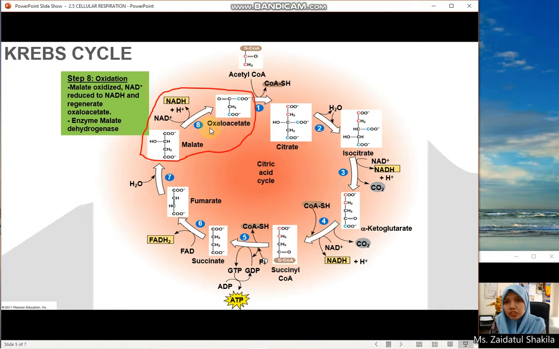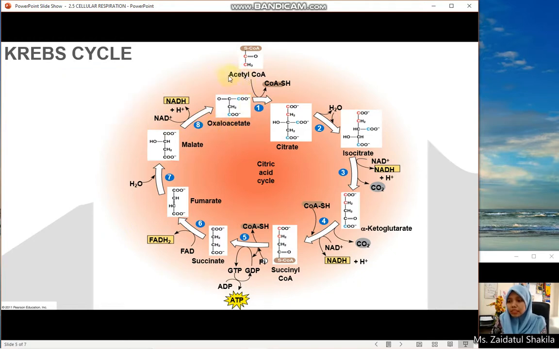So another oxidation process occurs here. So malate is oxidized by losing electron and hydrogen ion, while another NAD+ will be reduced, gaining and receiving hydrogen ion and electrons from malate, forming another NADH and regenerating the oxaloacetate. And this reaction is catalyzed by malate dehydrogenase. Now oxaloacetate is available for another reaction with another acetyl coenzyme A.